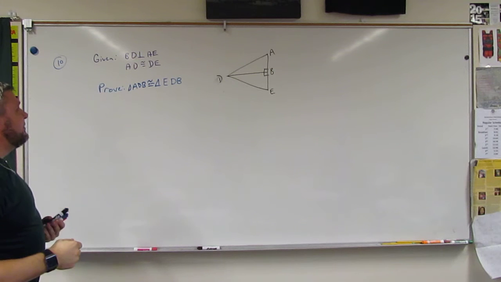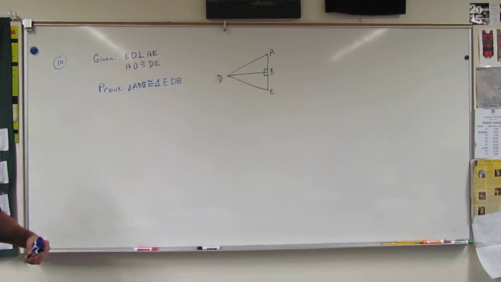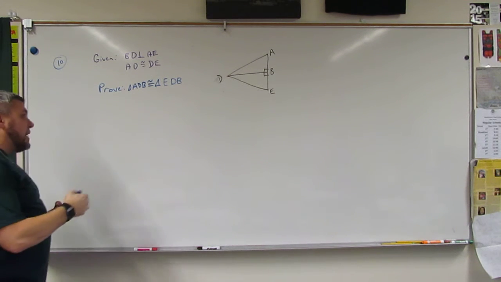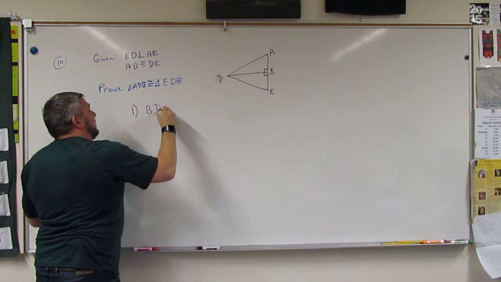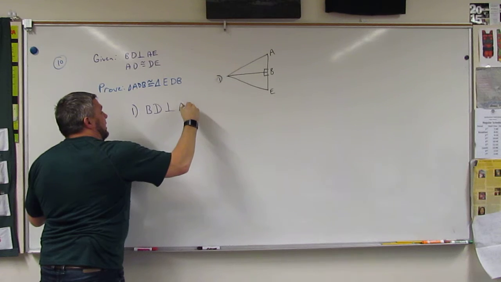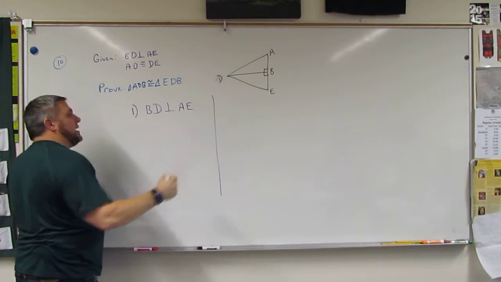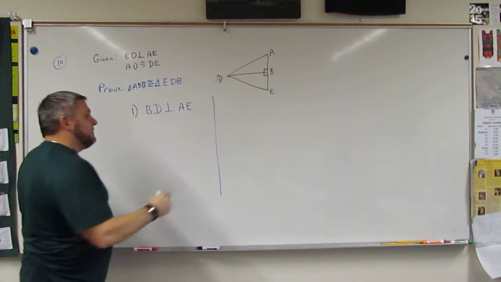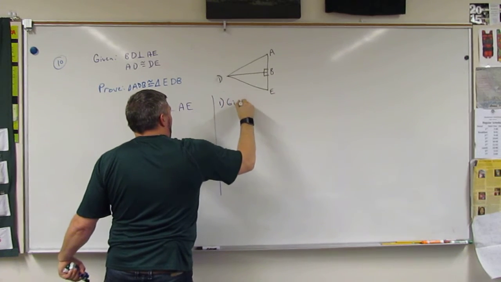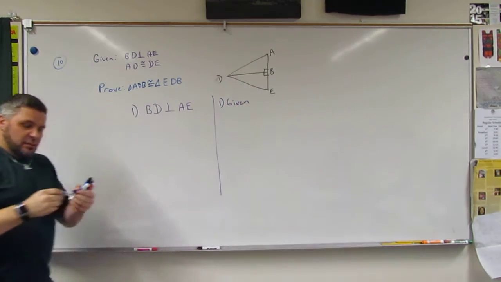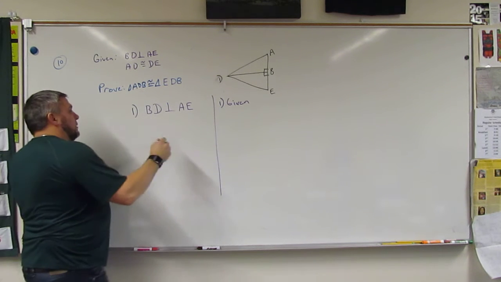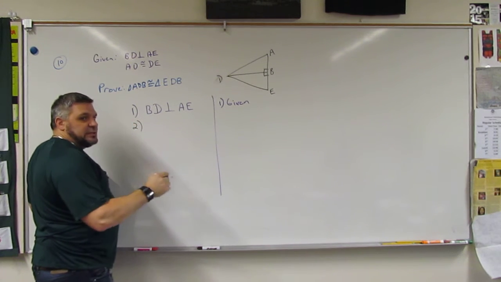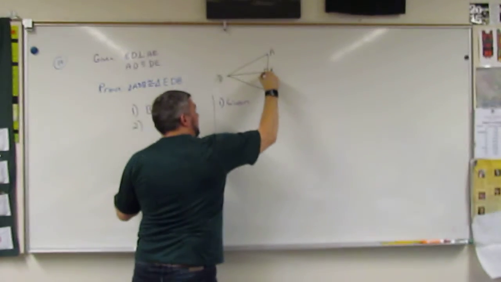We got given DB, so we gotta write that. 1, BD is perpendicular to AE. And what that means, right, is a given. Okay? But what does that tell us? What does it tell us to be perpendicular? Doesn't that mean that these are right angles?